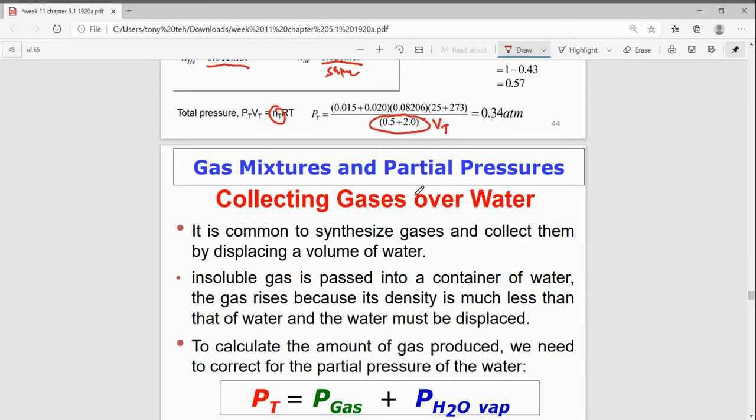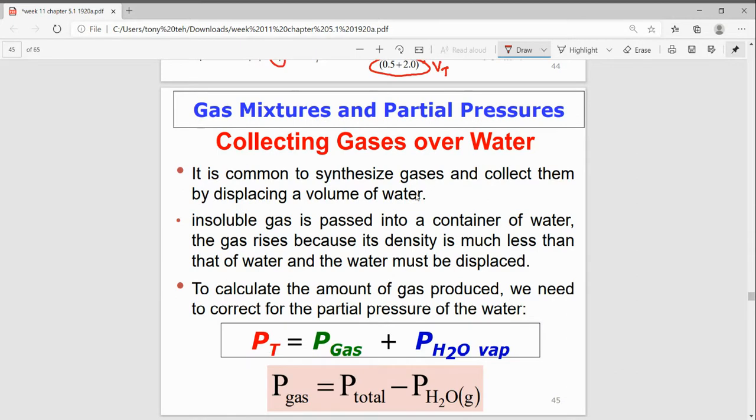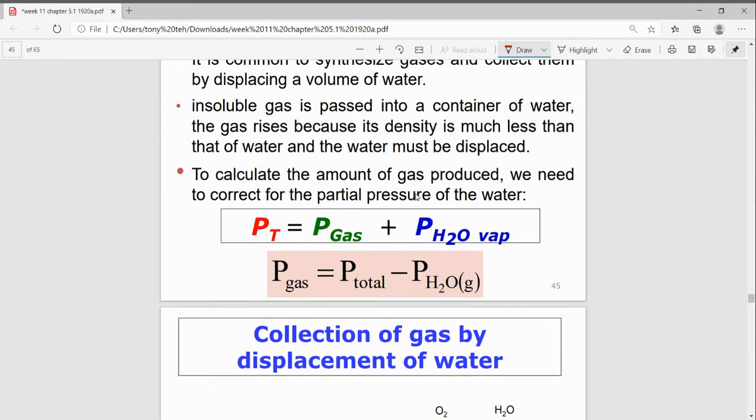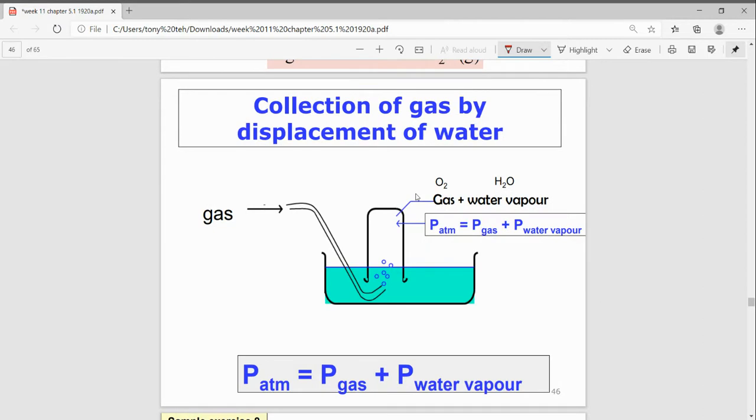Okay, another one is collecting gases over water. When it is over water, we must know that first we have gas, and another thing is there is also water vapor inside. So we have water vapor and, for example, oxygen gas. At this point, the pressure is exerted by water vapor, and the pressure is also exerted by oxygen gas.